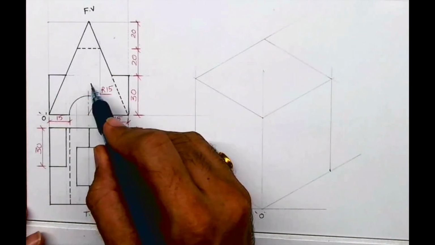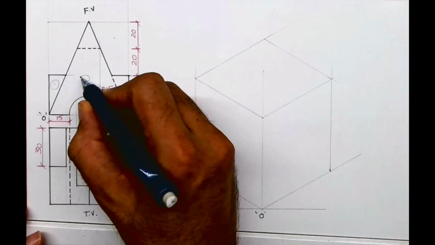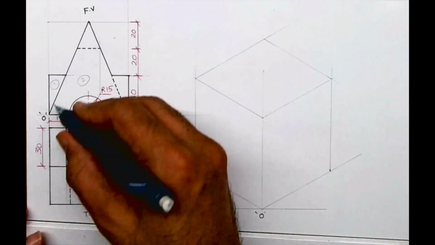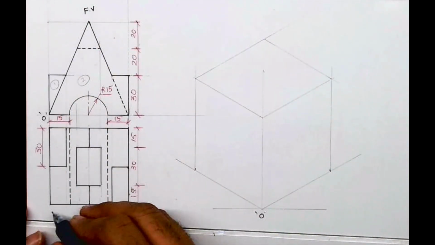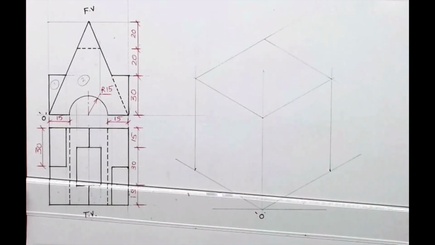Now if you see in front view, there are two parts, 1 and 2. See this. And in top view there are many parts. So I'll start with front view. And in that also I'll start with part 2, which is nearer to observer. So we'll start with this triangle.